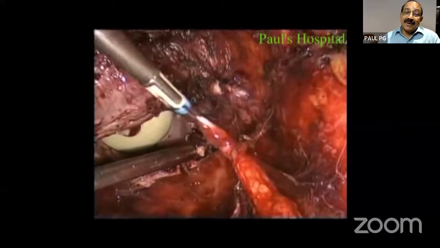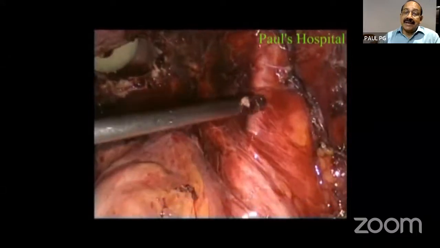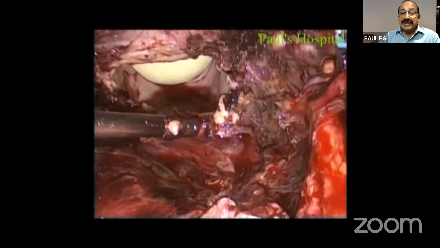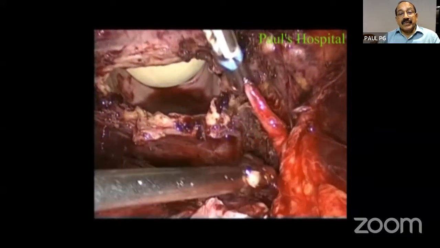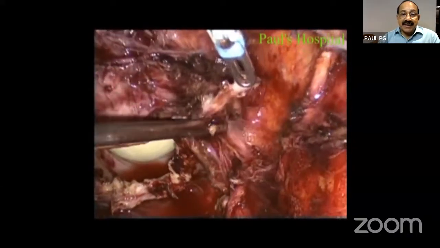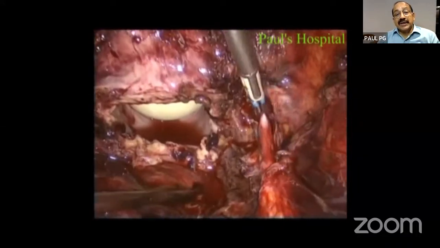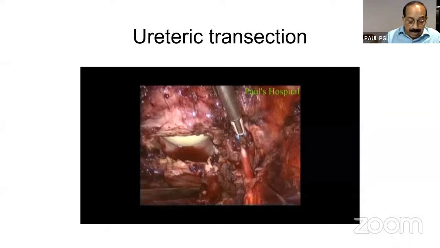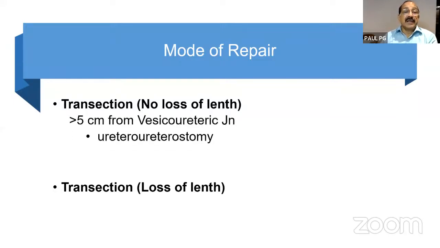uterines. And after cutting the vault, I had a doubt whether the ureter is still intact. And to my surprise, I had already transected the ureter. So some intuition that you might have been very close to the ureter. Actually, the ureter was onto the uterus, and then we transected. So if such a ureteric transection happens, what should be the approach to the treatment?